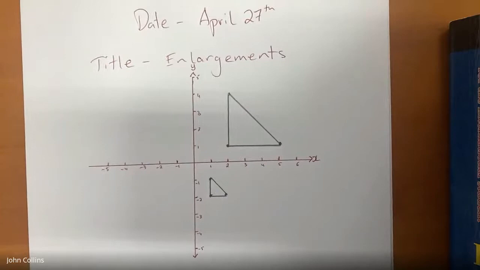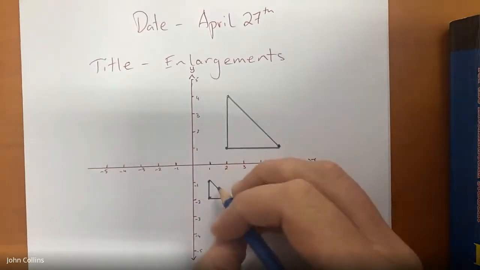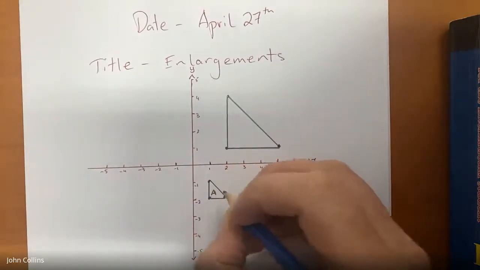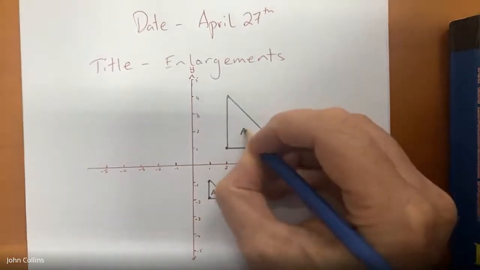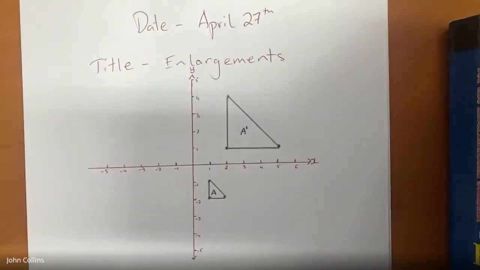Okay, so try and have those two triangles. I'm going to call this one A. The smaller one is A. And the larger one I'm going to call A dash. Okay, so I'll give you a second just to draw those in.